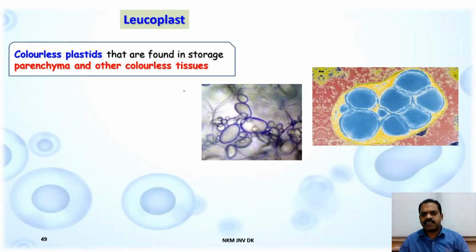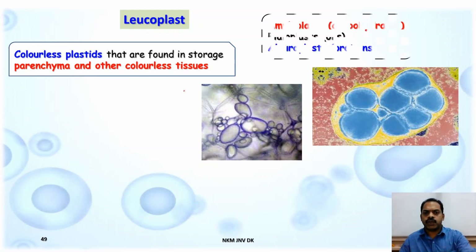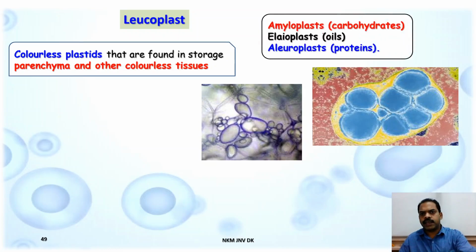But see rice, wheat, potato, carrot, beetroot, in all these things we can see that they will store starch. So different types of things will be stored. So the names are like that.